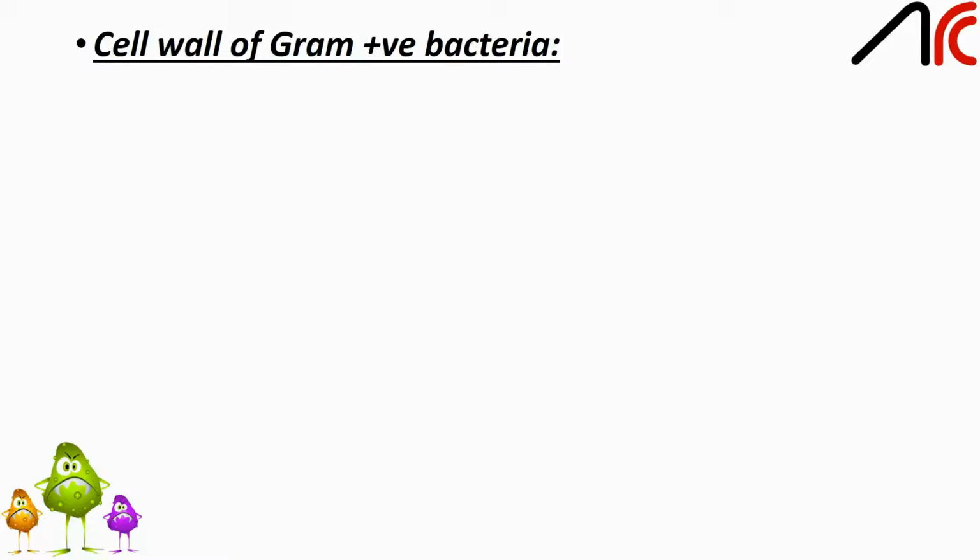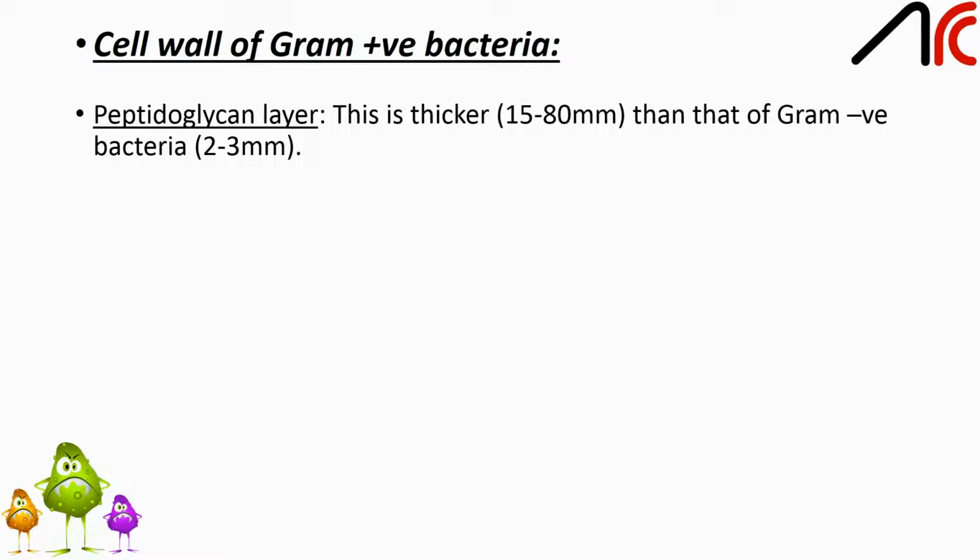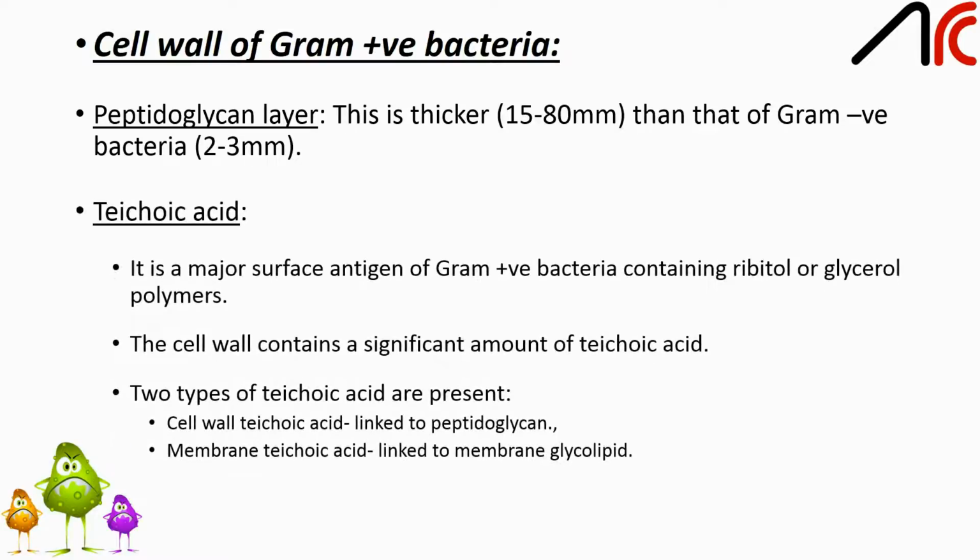Cell wall of gram-positive bacteria. It contains two layers. The first one is the peptidoglycan layer and the second one is teichoic acid. The first layer is the peptidoglycan layer. This is thicker than that of gram-negative bacteria. Teichoic acid. Teichoic acid is the major surface antigen of gram-positive bacteria, which contains ribitol or glycerol polymers.